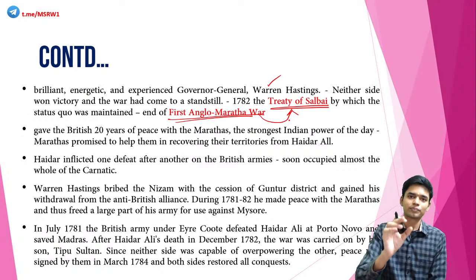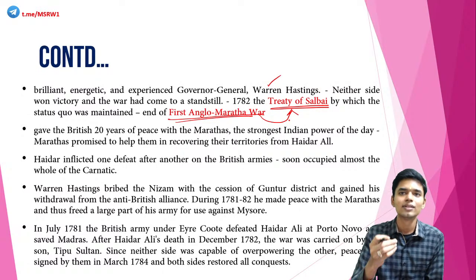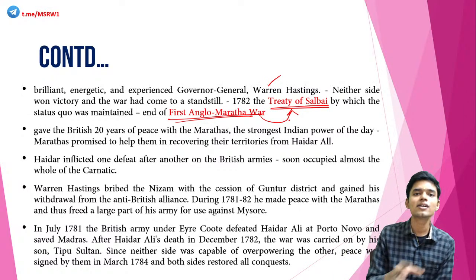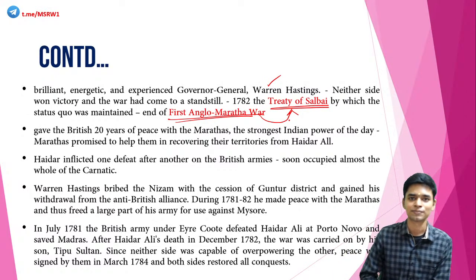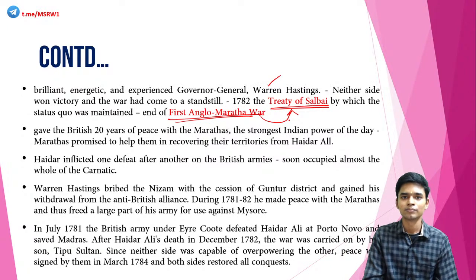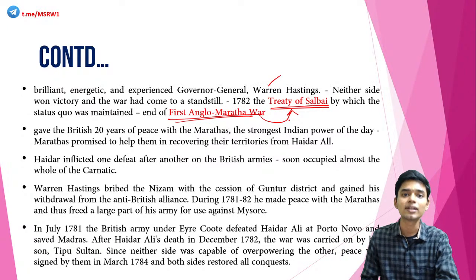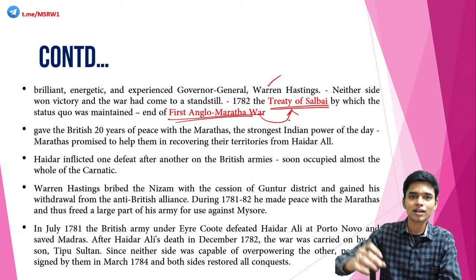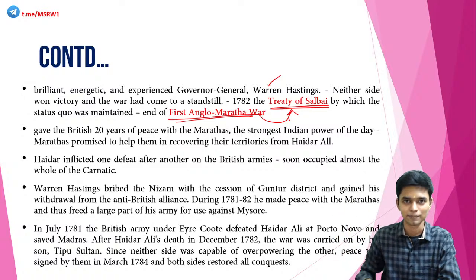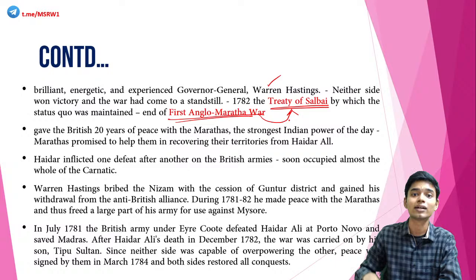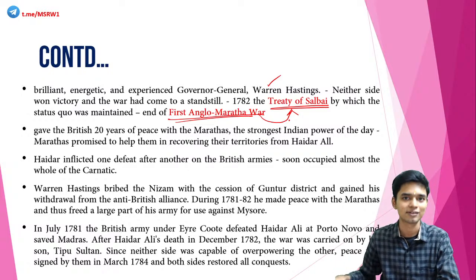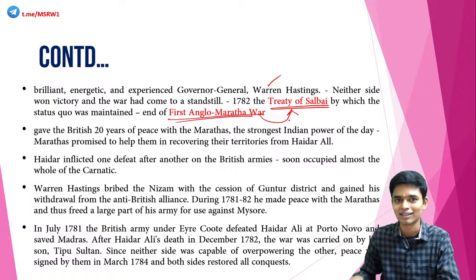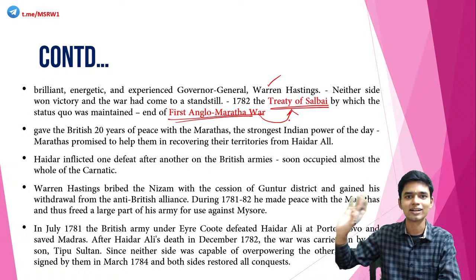Alright, so we might think that this is good for India also. According to the Treaty of Salbai, 20 years of peace was guaranteed between Marathas and British. We might think this is actually good, but it turned out to be good for Britain, while it turned out to be bad for Indians. Why? Because Marathas were the most powerful power in India at that time, and British had managed to attain 20 years of peace with this power, which means they did not have to be afraid of Marathas for the next 20 years. They could plan and attack any other region in India as they wanted.